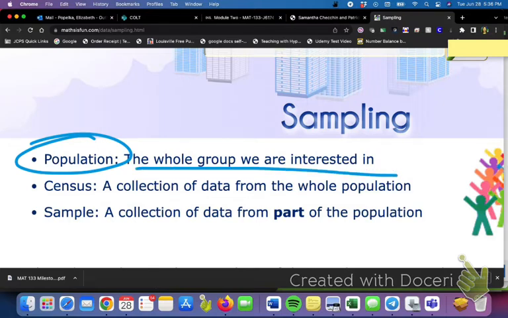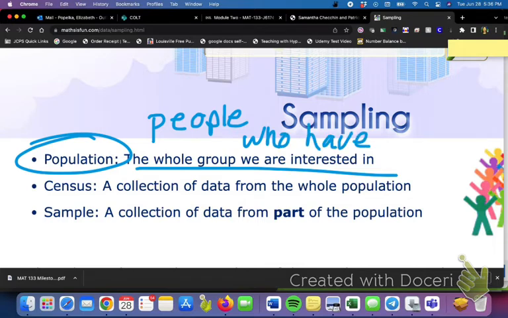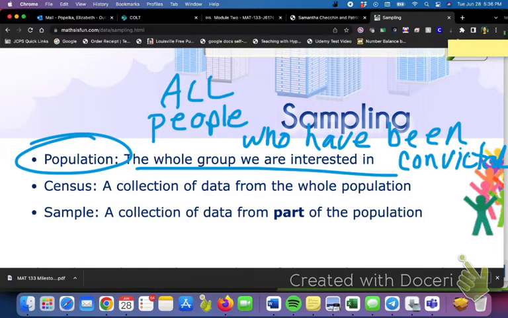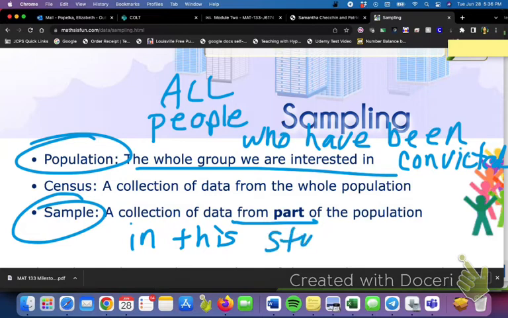And in the case of our article, the whole group we're interested in would probably be people who have, sorry, my handwriting is terrible, been convicted, right? Like, they're looking for information about everybody that's been convicted of a crime. And this would be like all people who have been convicted. But the sample is just a small part, and the sample would be the people in this study.